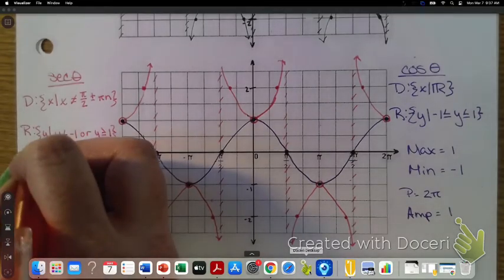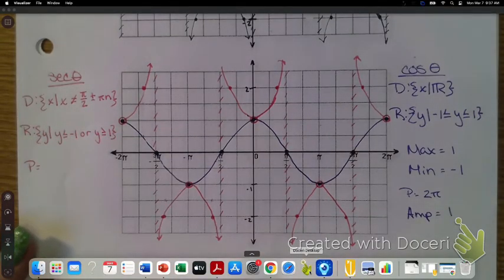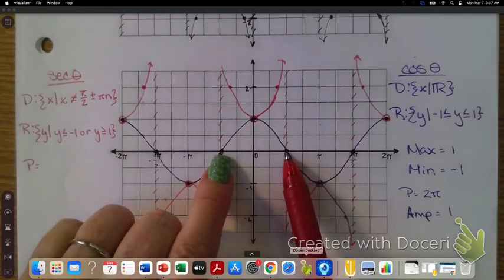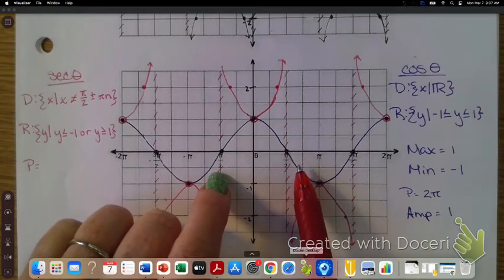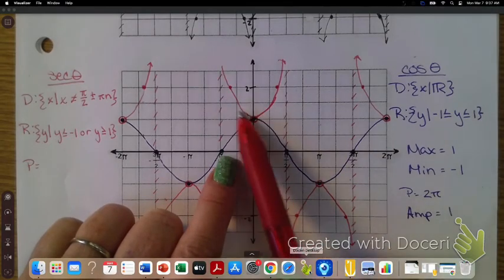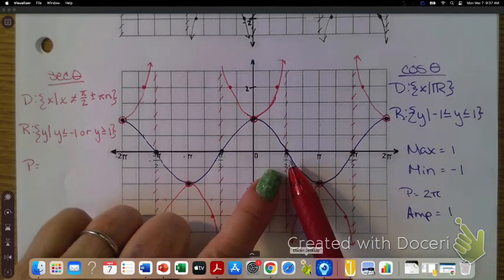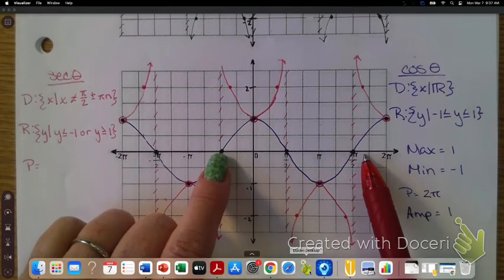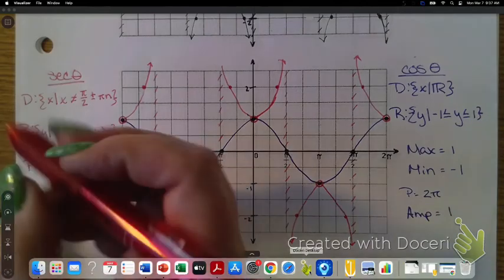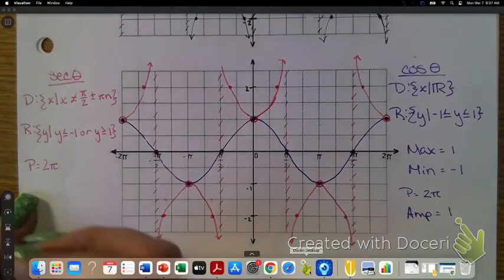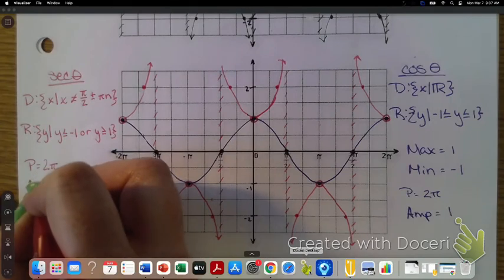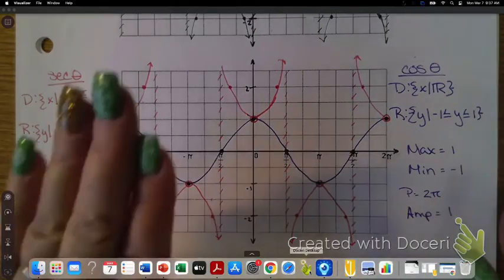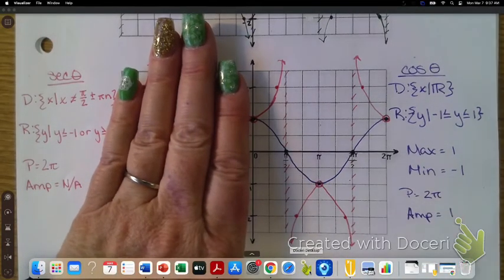Period is how far? Well, let's think about it. From here to here is how far? From negative pi over 2 to pi over 2. That's 1 pi, and there's all my positive, yes? From pi over 2 to 3 pi over 2 is how far? 1 pi. So I have 1 pi plus 1 pi is 2 pi. And the amp would be NA. It's not applicable.